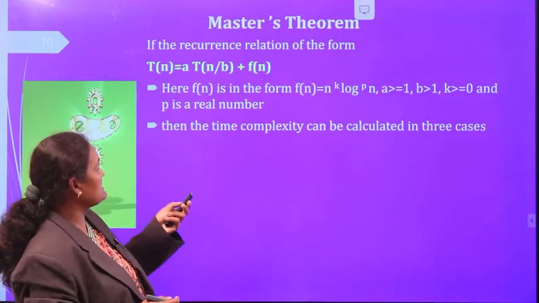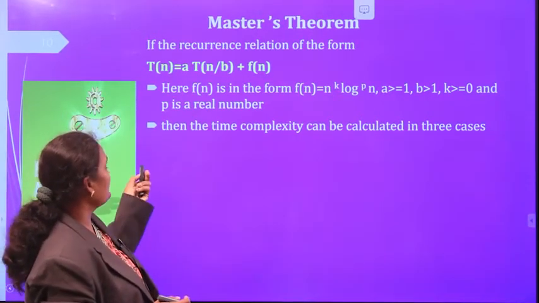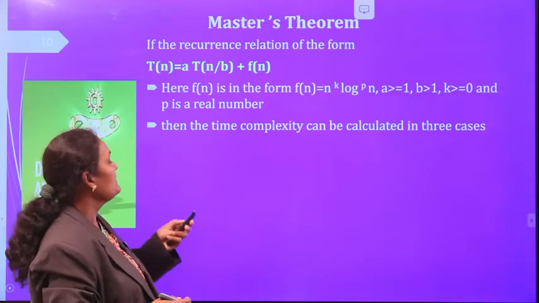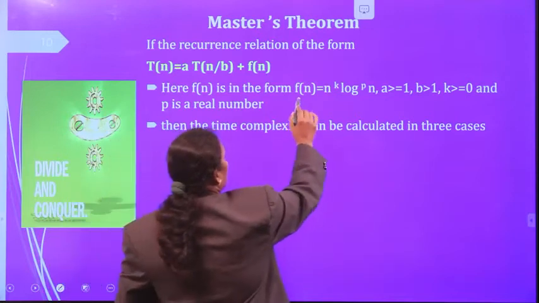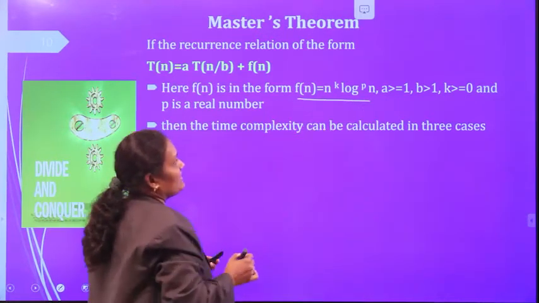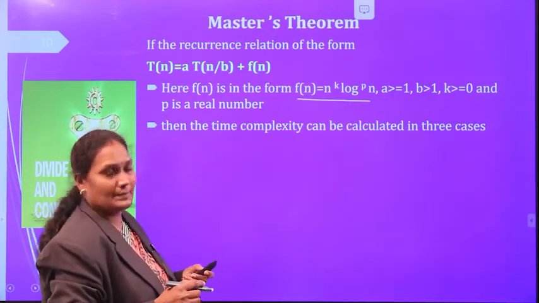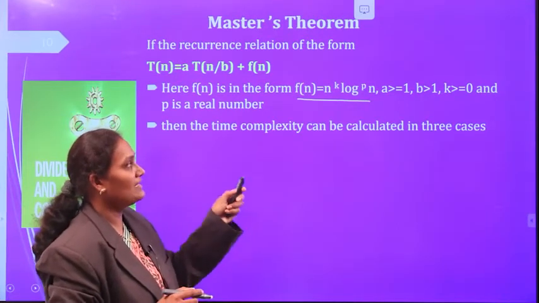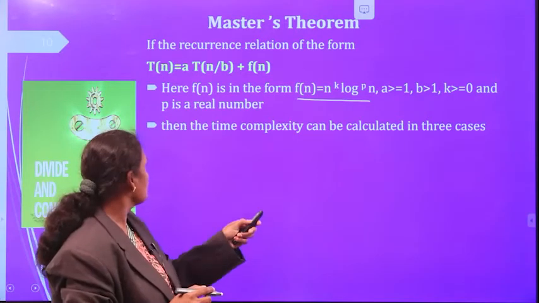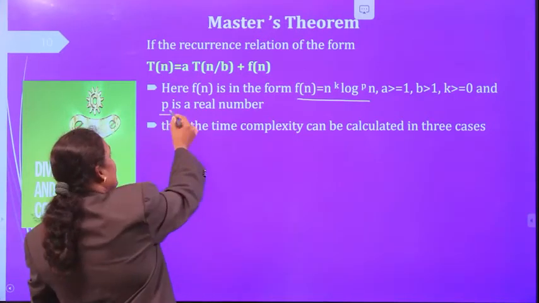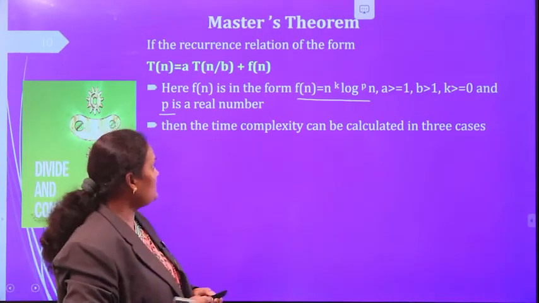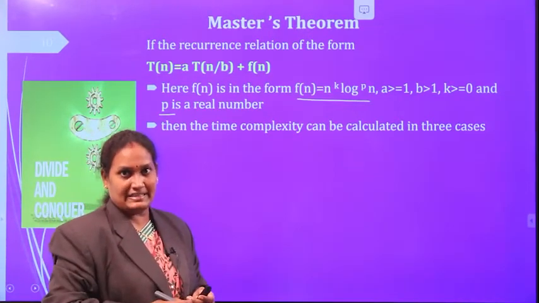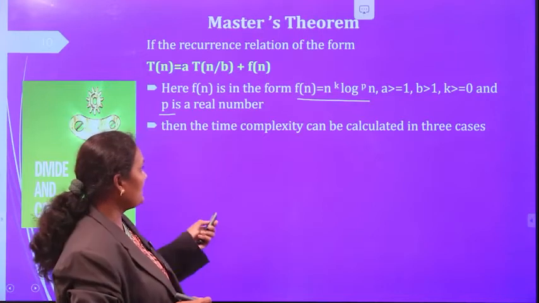Here the given recurrence relation is of the form T of n is equal to a T of n by b plus f of n. Here the function f of n is in the form n power k log n power p. Here a greater than or equal to 1, b greater than 1 and k greater than or equal to 0 and p is a real number. Now the time complexity of this recurrence relation can be calculated in 3 cases. Now what are those 3 cases?